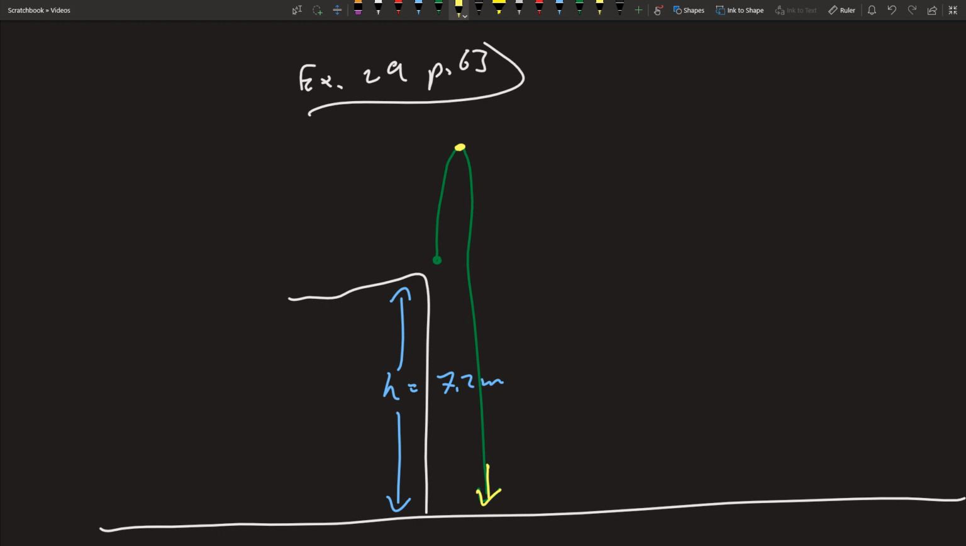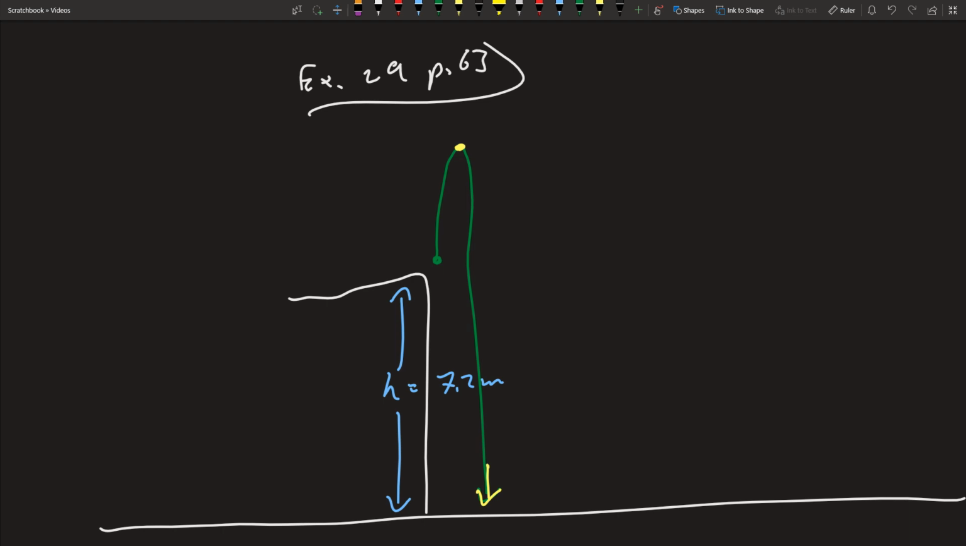So part A, they ask us the speed with which the stone hits the ground. So we need to find the velocity, then the speed. The speed is just the magnitude. Part B is the time which elapses from the moment when the stone is released until the stone hits the ground. So how do we do it?